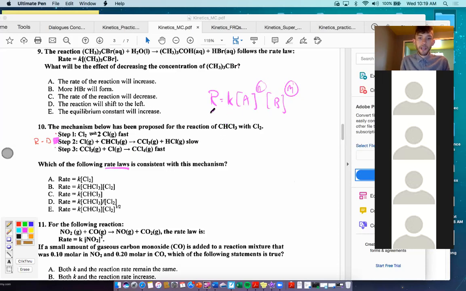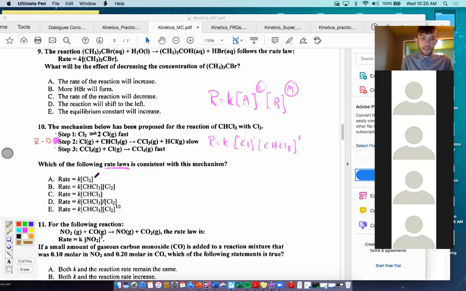So I would expect my overall rate law then to be k times the concentration of Cl to the first power, because there's a 1 here. The coefficients, if and only if you know the rate determining step, your rate law exponents, the order of the reaction, will match the coefficients. And then this other one has a coefficient of 1 as well.